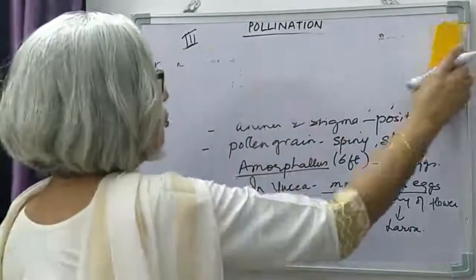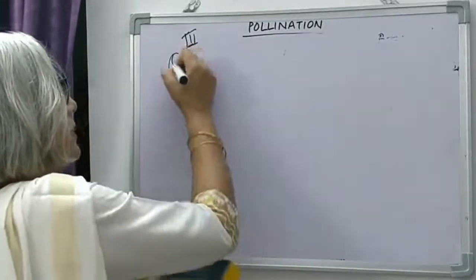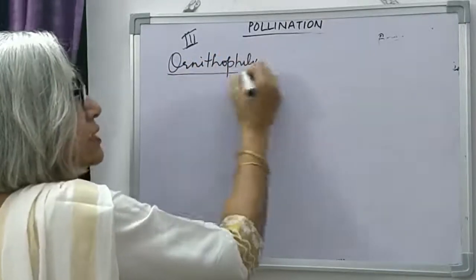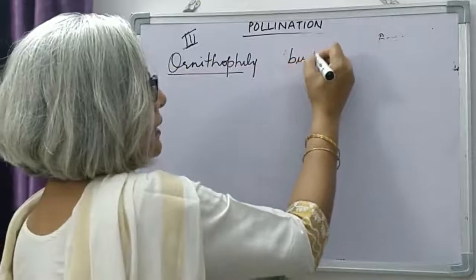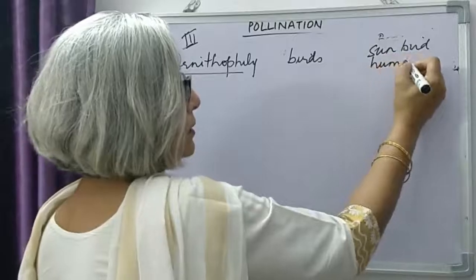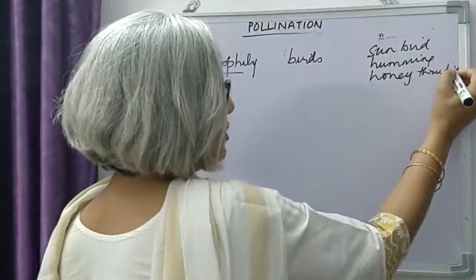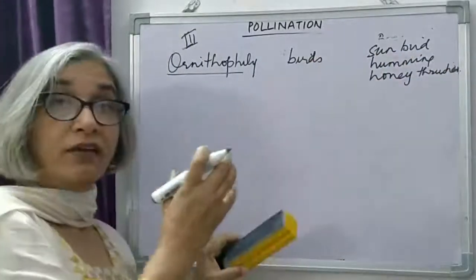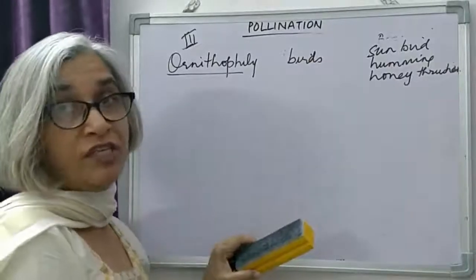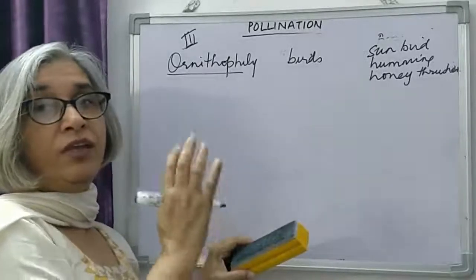Then we come to the fourth kind of pollination, that is pollination carried by birds, which is called ornithophily. Now small birds like the sunbird, like the hummingbird, then honey thrushes. These are names of birds which are very small in size. They get attracted towards big flowers because they feed on the nectar of these flowers. And when they visit a flower, go inside the flower, they carry the pollen with them.